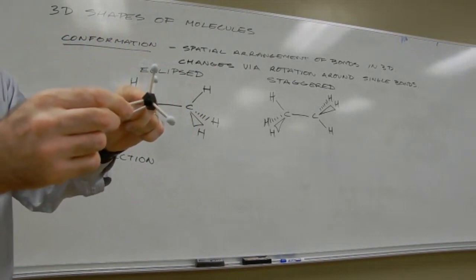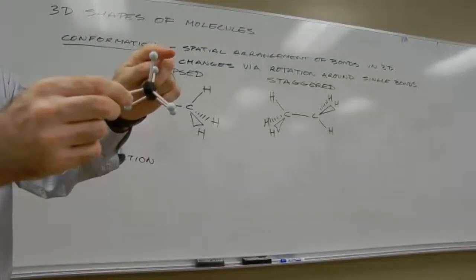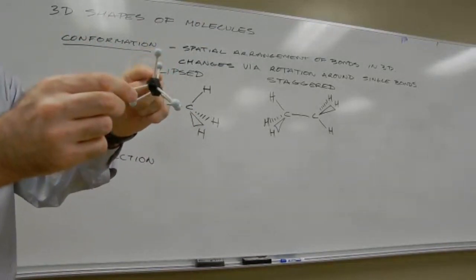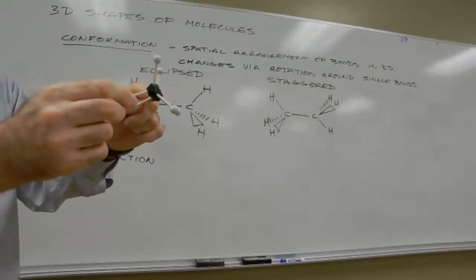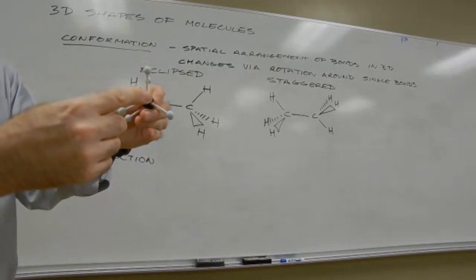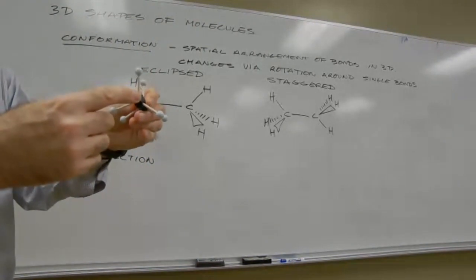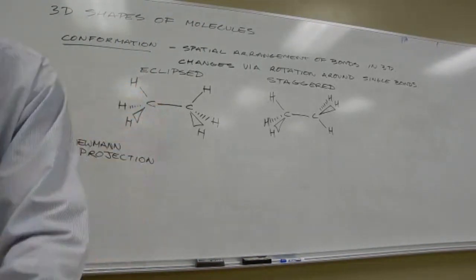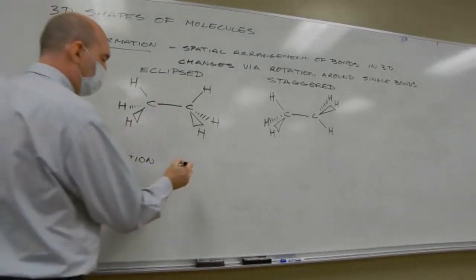There's an atom at the back. And I know that the bond from this atom is going to that atom at the back. But I can't see the atom at the back because the atom at the front is in the way. Here's how we're going to represent that.